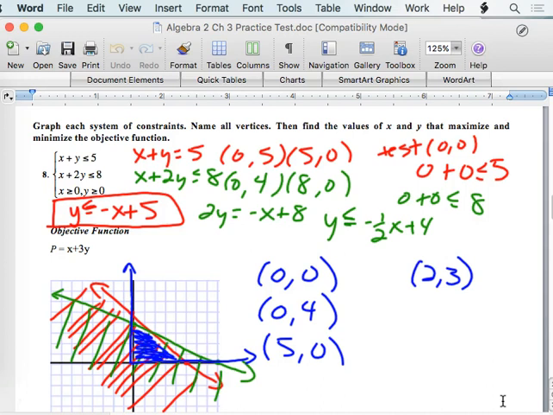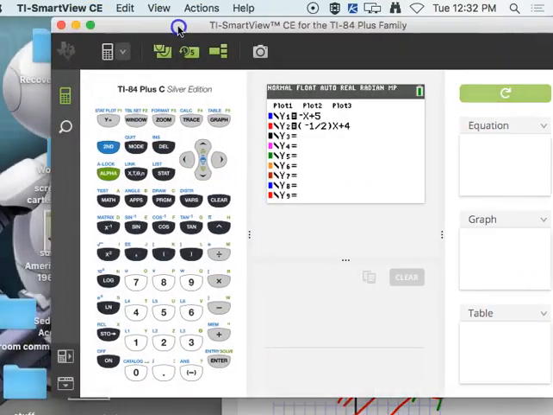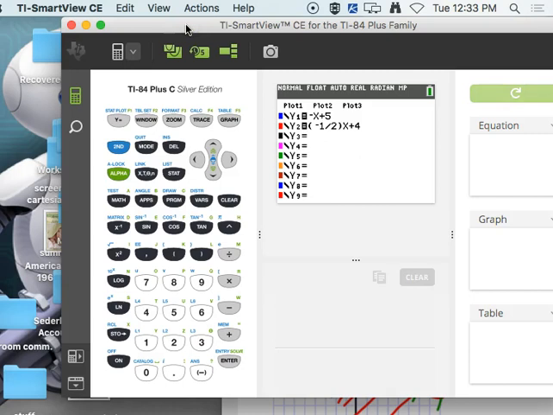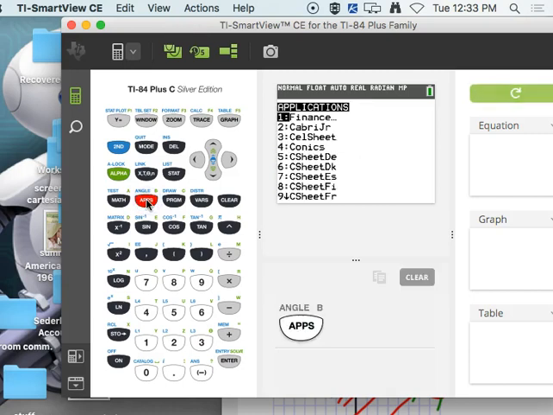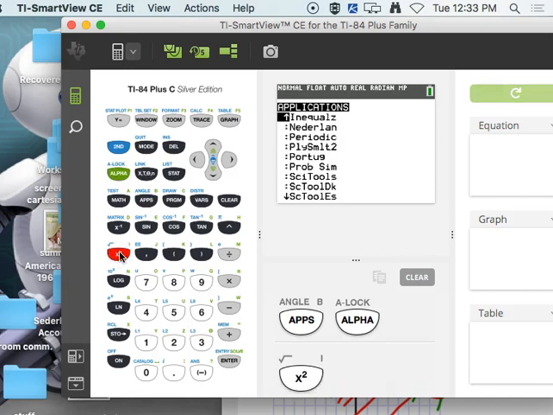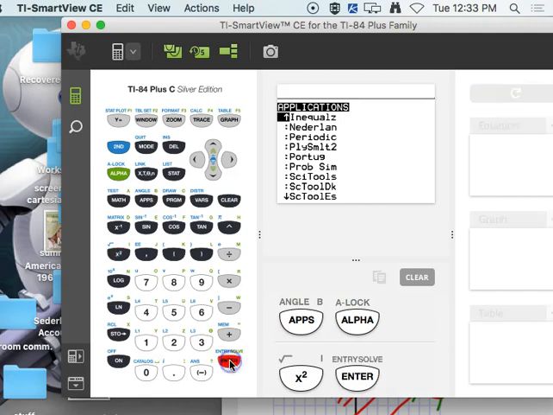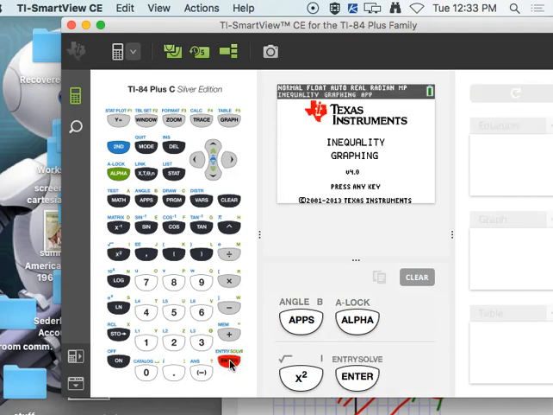But even if you don't have that app on your calculator, you could still use the calculator to find the intersection of those two lines and be absolutely certain it's (2, 3). So let's try and use the app for everybody that actually has the app. And it's an application, so we go into apps. And what we're looking for is Inequalz. Mine takes a long time to scroll down there, so I'm going to cheat and use the I on my calculator to get it to pop up. And then we hit enter. And that turns it on for us.